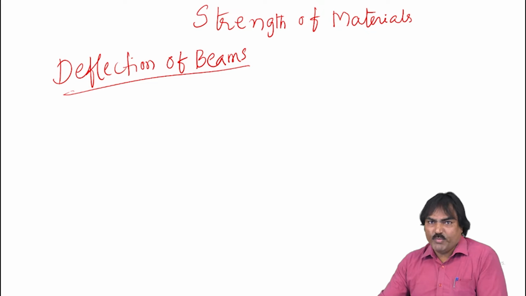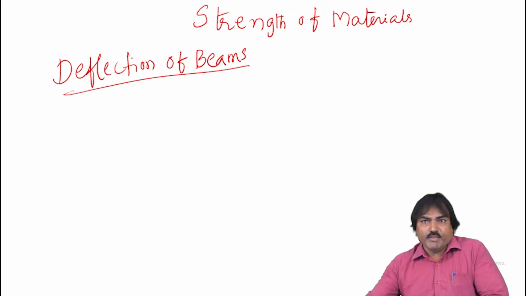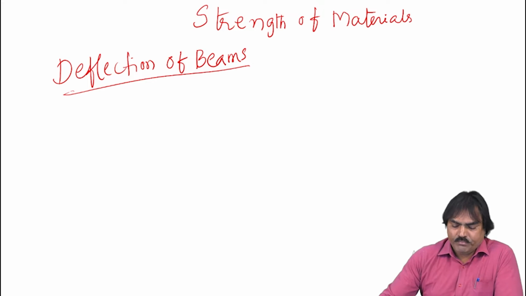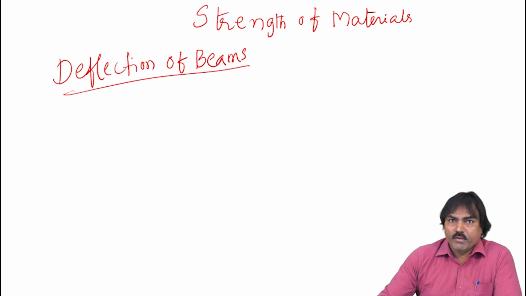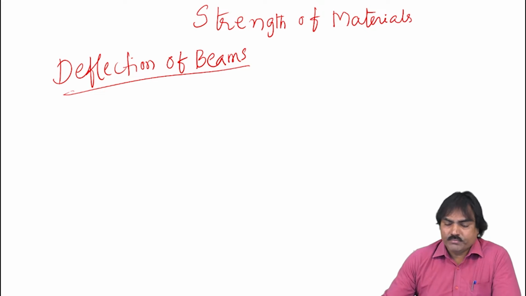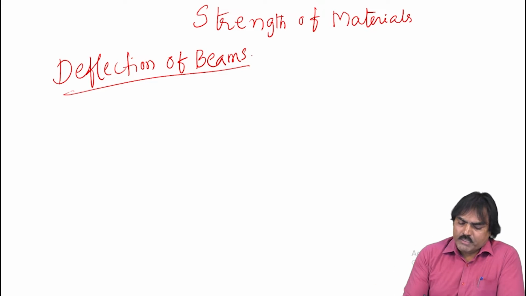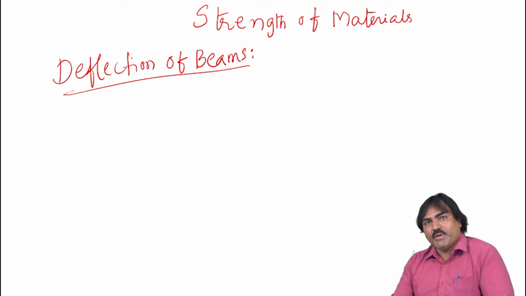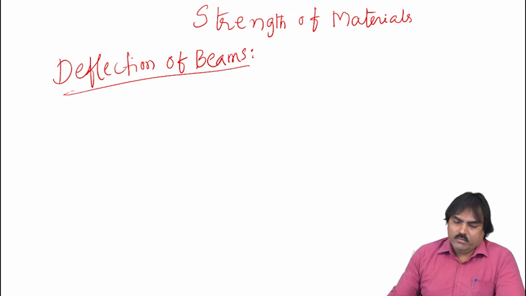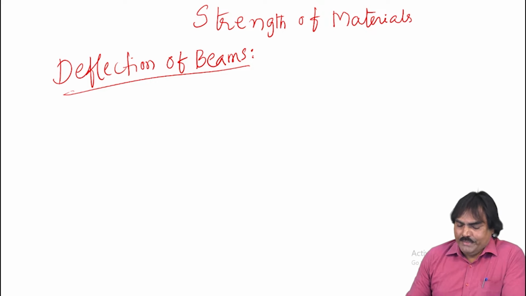So already we studied the beam theory, the assumptions of the beam theory given by Euler Bernoulli. A beam is a long structure which is supported at the ends. That comes under classifications. So when the beam is subjected to complex loads, the beam will undergo bending.